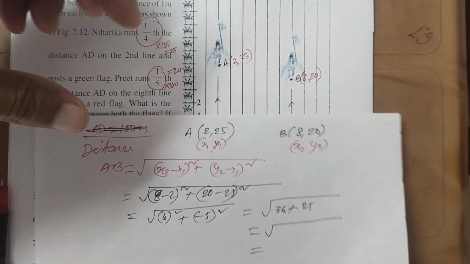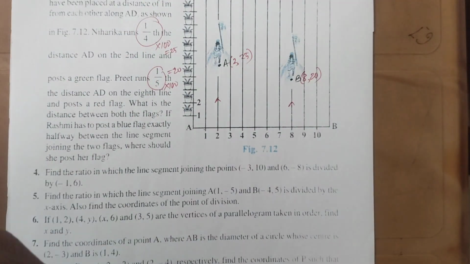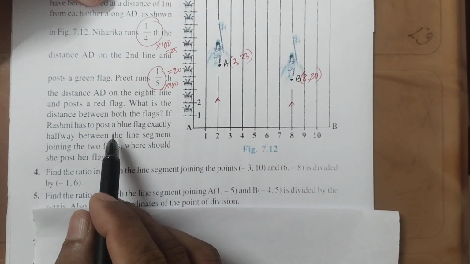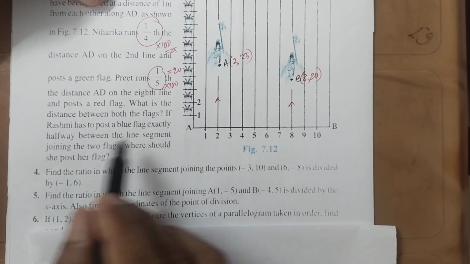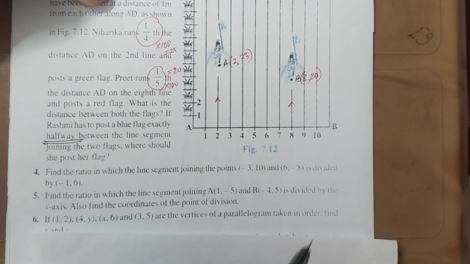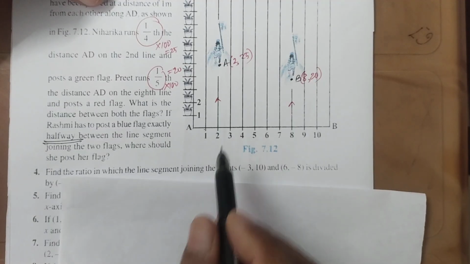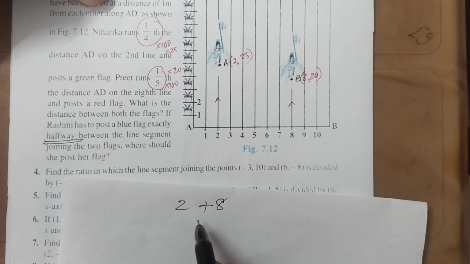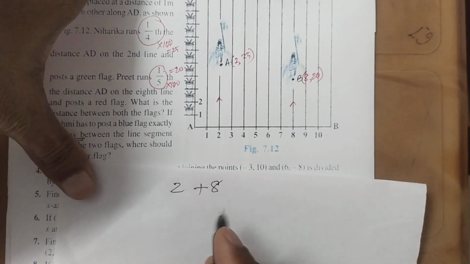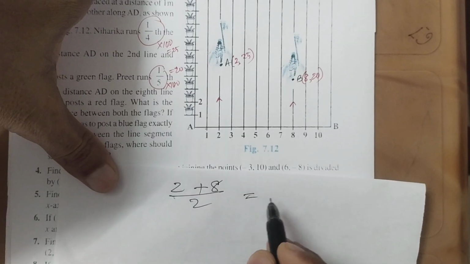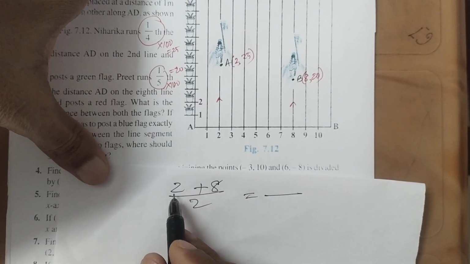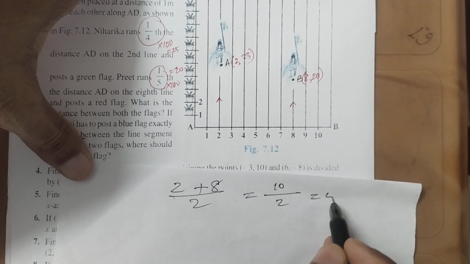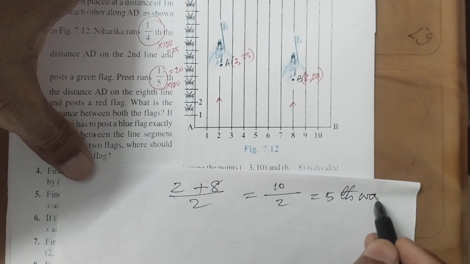And in the second part of the same question, it is said that Rashmi has to post a blue flag exactly halfway. Halfway means, what will be the halfway? The first person is going along the 2nd way, the second person is going along the 8th way. So what will be the halfway? Halfway means average, divided by 2. So halfway, half of 2 plus 8. 2 plus 8, how much? It is 10 by 2. That means it has to go along the 5th way.